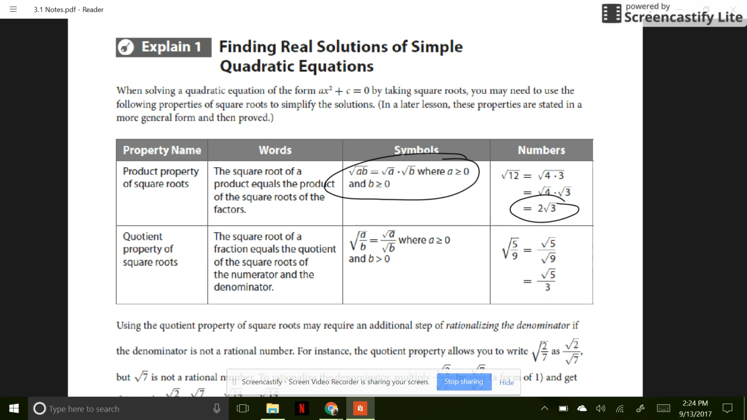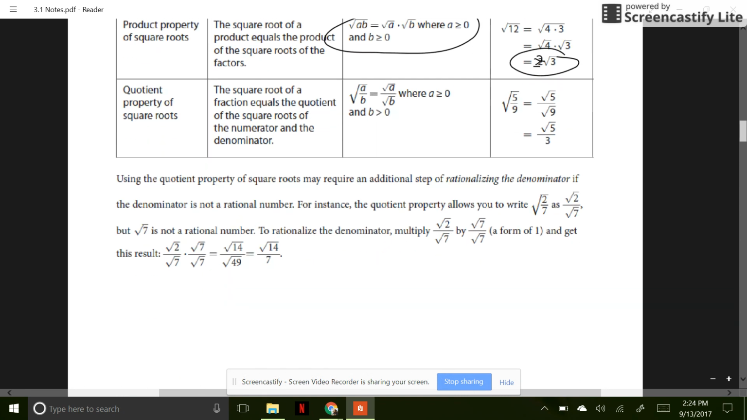Now, they didn't include it there, but these will also be plus or minus answers in front of there as well. The quotient rule is the same thing. If we've got a fraction under our square root sign, we can break it up into two different fractions and simplify as needed.